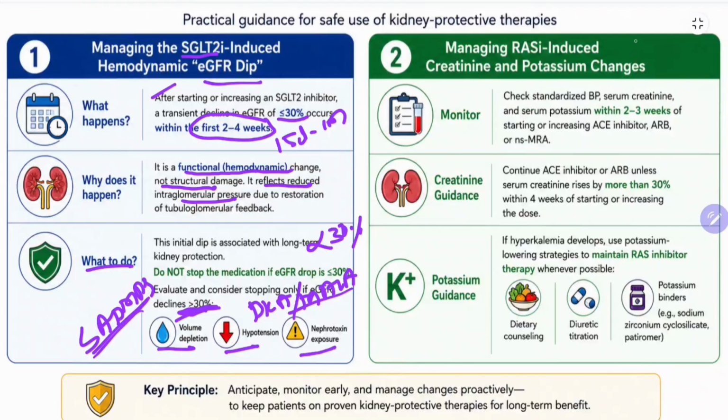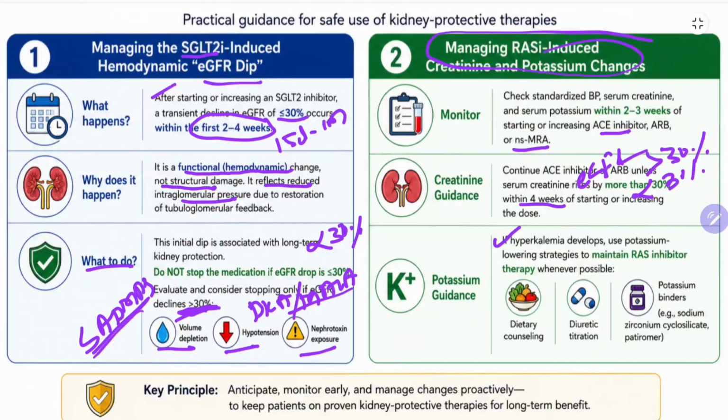Similarly for RAS inhibitors, you should monitor creatinine and potassium changes. After starting these, ACE inhibitor, ARB, ARNI, MRA, there is a natural dip in eGFR, a rise in creatinine and a rise in potassium. Now if the dip is more than 30% of baseline eGFR within 4 weeks of starting, then you should stop this one. If it is less than 30%, then you should continue. Now if hyperkalemia develops, use potassium-lowering strategies.